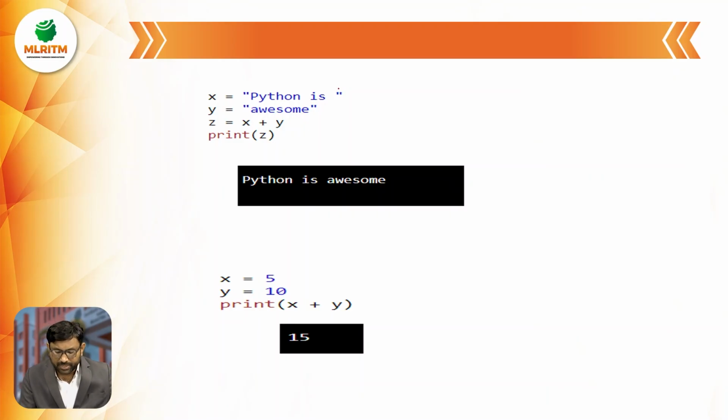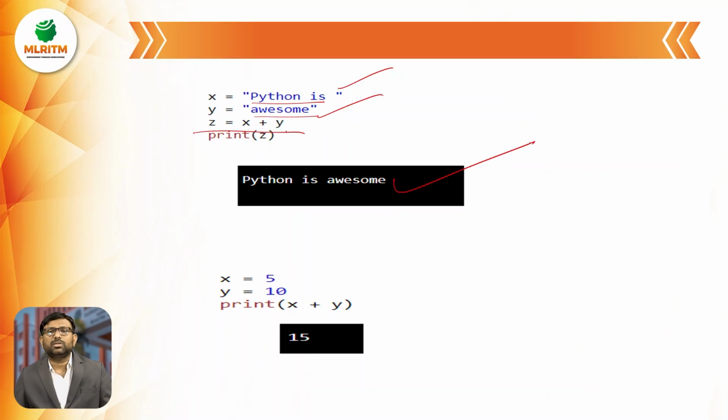Next, x equal to Python is, y equal to awesome. If you check here, if you write x plus y, then what will you get? x plus y gives Python is awesome. Here you are getting the output Python is awesome. x equal to 5, y equal to 10, print x plus y. Here we are getting 15.